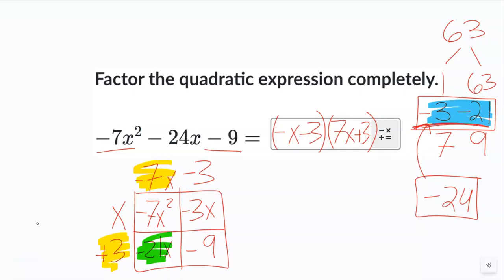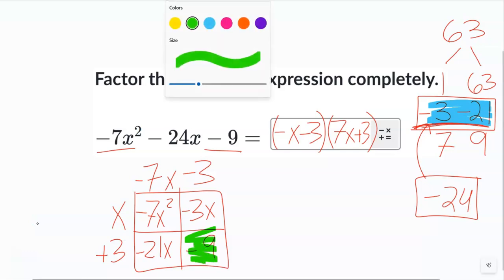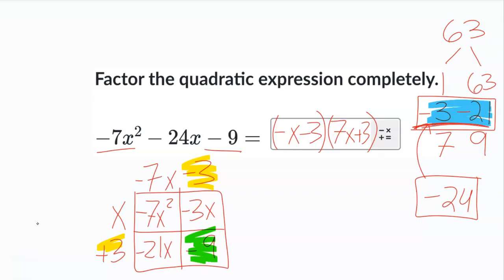And then lastly, you want to check our yellows. I'll erase these real fast. So, what's in yellow? Oh, my green too. Let's erase my green. Okay. So we need to equal this, and we are multiplying this and this. Does +3 and times -3 equal -9? The answer is it does. So we have our answer. We have -7x minus 3, and we have x plus 3.